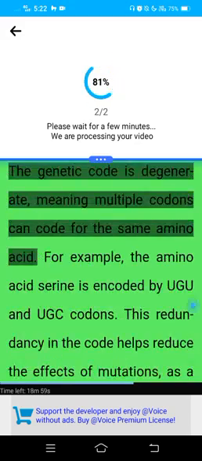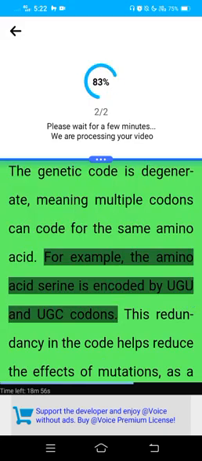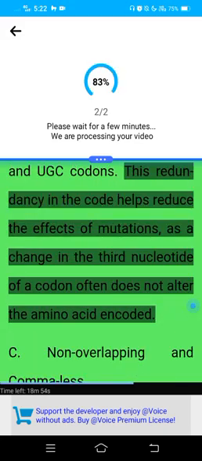B. Redundancy, or degeneracy. The genetic code is degenerate, meaning multiple codons can code for the same amino acid. For example, the amino acid serine is encoded by UGU and UGC codons. This redundancy in the code helps reduce the effects of mutations, as a change in the third nucleotide of a codon often does not alter the amino acid encoded.